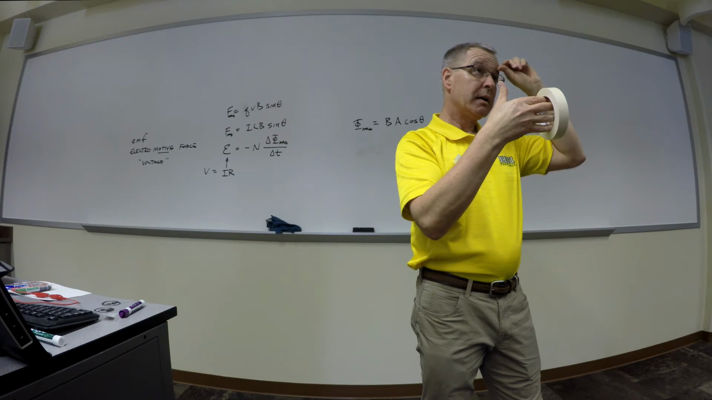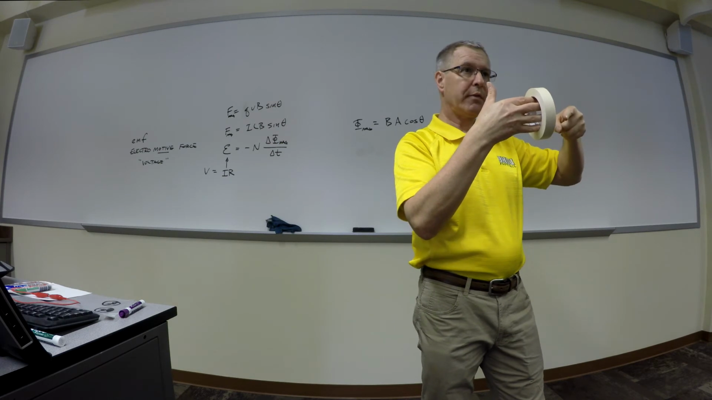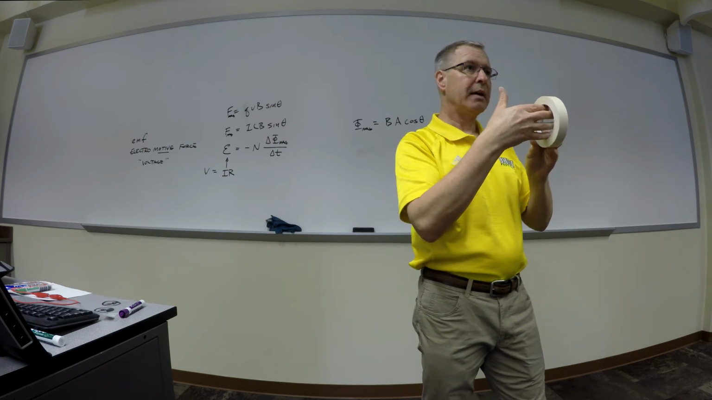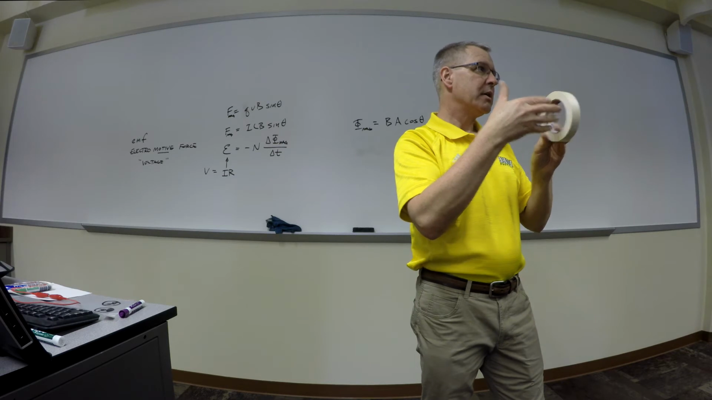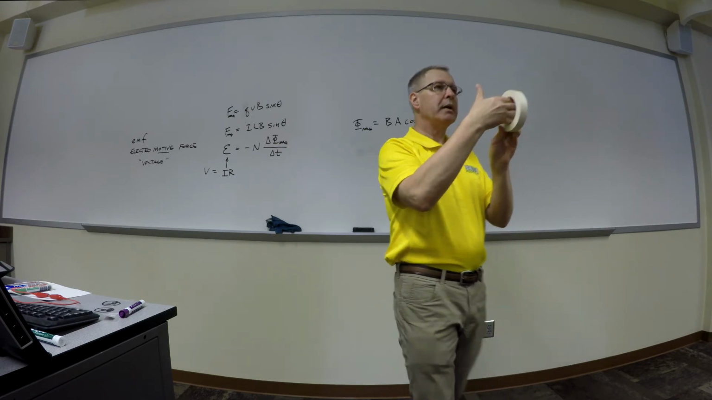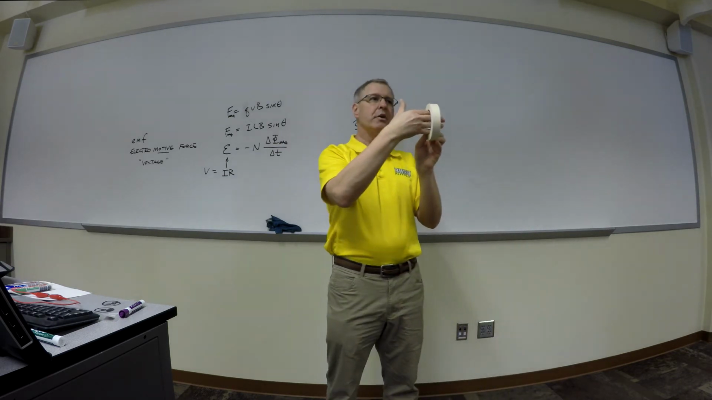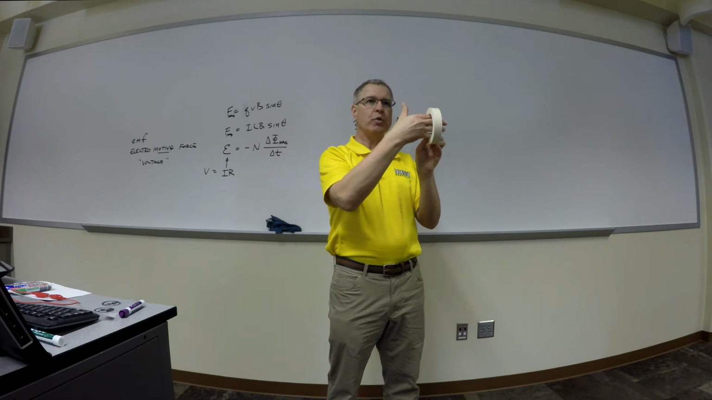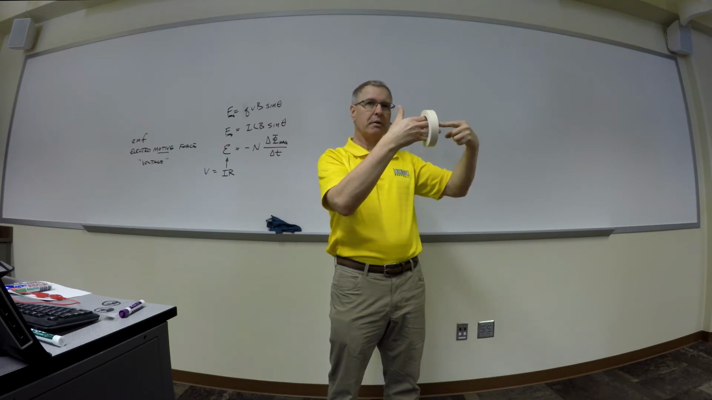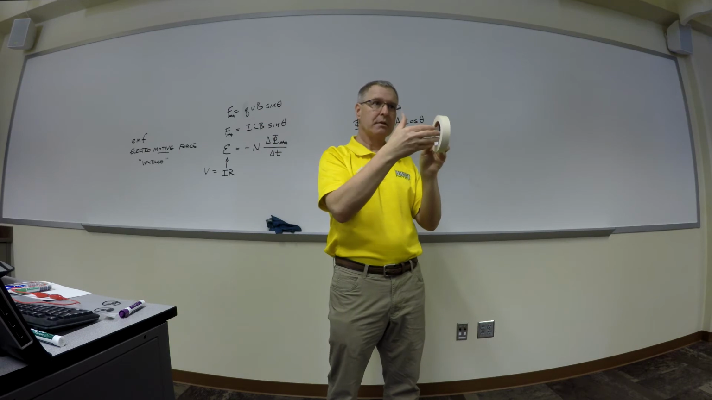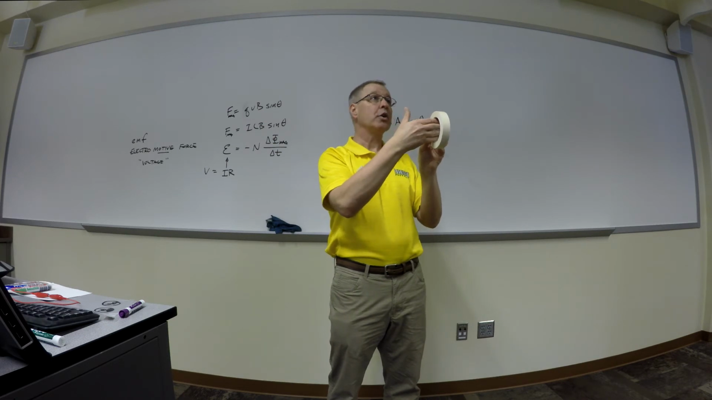How do I oppose that? Keeping in mind that current adds flux, so I can't subtract flux. So if I've got flux this way and it's getting stronger and stronger, how am I going to oppose that change with my current? I need to make a flux which way? I need a flux that way with my current. That'll oppose this. So what current does that?